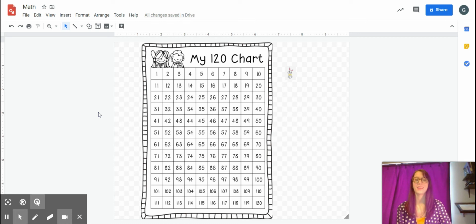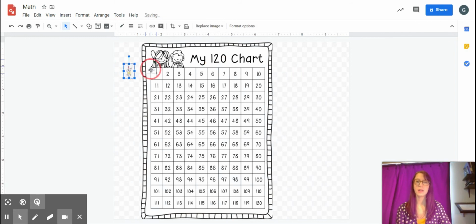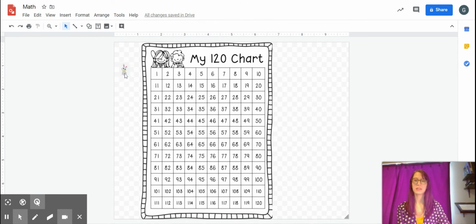Hi, we are going to be looking at a 120 chart. The numbers on the chart become higher as you move from the left to the right and from the top to the bottom. We can move by ones, just going up 1, 2, 3, 4, 5, but we can also use the 100 chart to help us skip count.